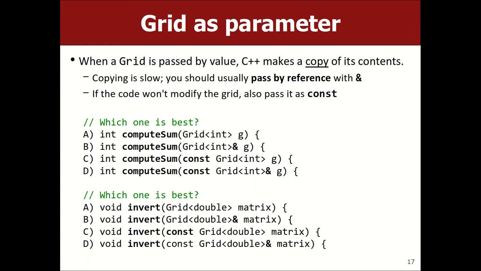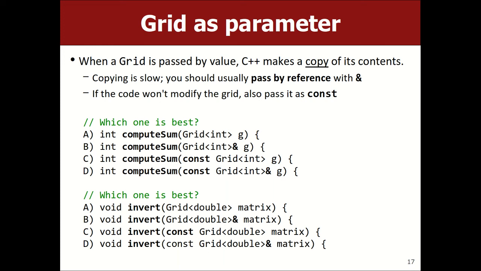If you want to pass a collection as a parameter, whether it's a vector or a grid or any other collection in C++, collections can be big, bulky things. They store a lot of elements inside. They take up a lot of memory. We learned last time you can pass things by value, you can pass things by reference. Passing them by value makes a full copy of the thing that you're passing. Making a full copy of a collection is slow. We don't really like to do that. So we pass collections by reference.